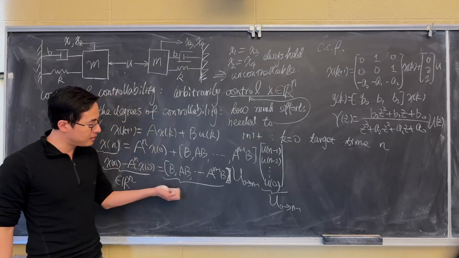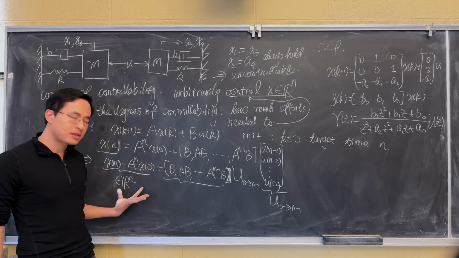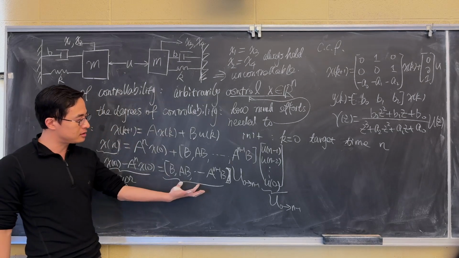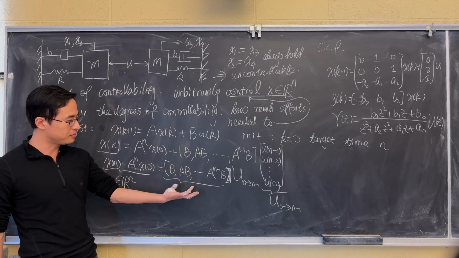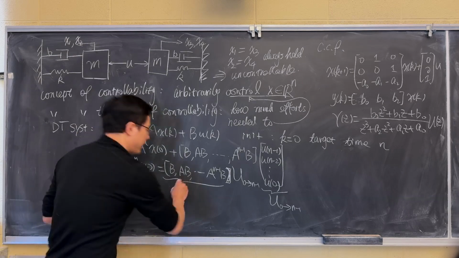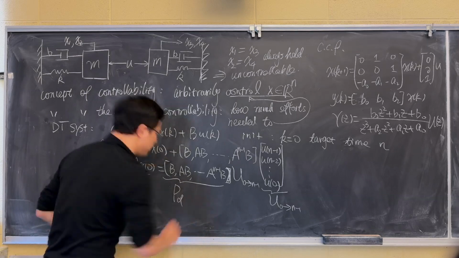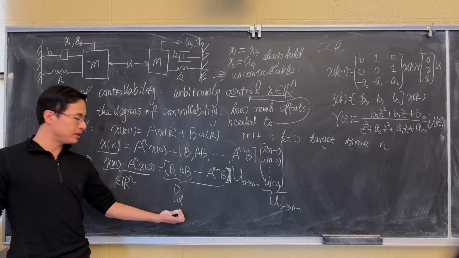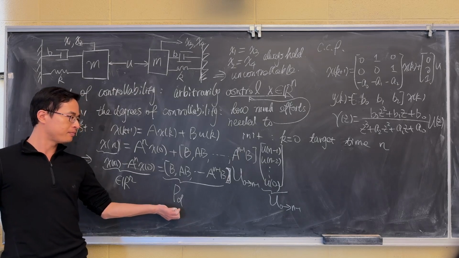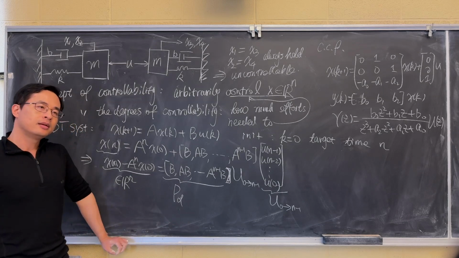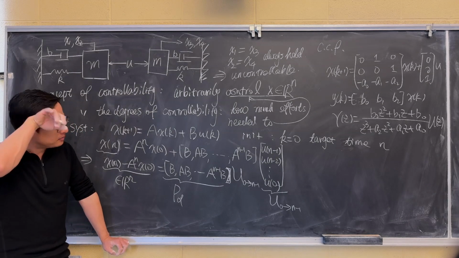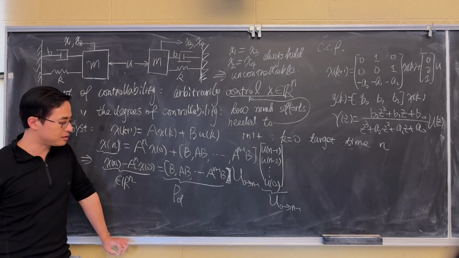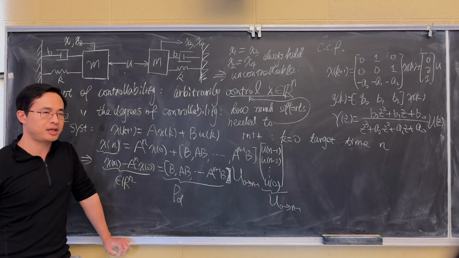Now you can see whether the system is controllable really depends on this matrix equation. If I call this P_D, this matrix, it depends significantly on the properties of the matrix P_D. So let's spend some time on this. The first question is, what is the dimension of P_D?